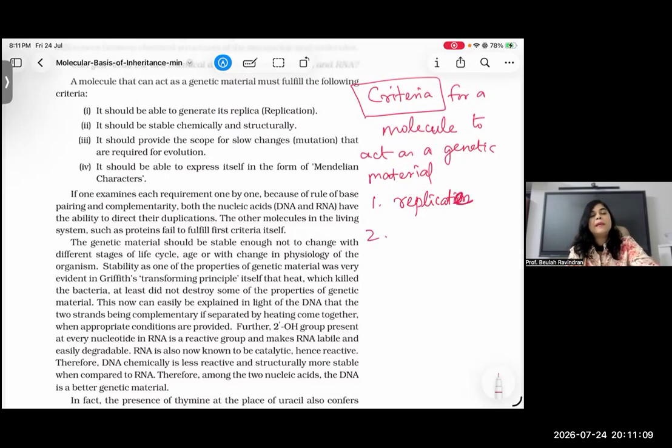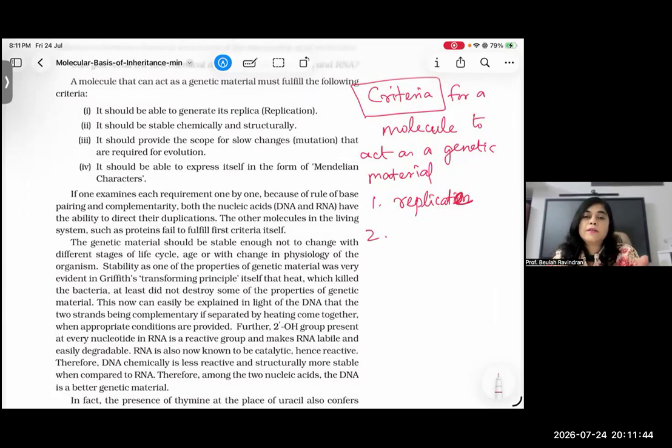Second one, it should be chemically and structurally stable. Okay. So what is the second point? It should be chemically and structurally stable so that it may resist any change due to changing environment or age or physiology of an organism. Okay. So these two criteria you must understand. And also it should slowly undergo mutations. Okay. You know that, right? And also it should be the important source of evolution also.